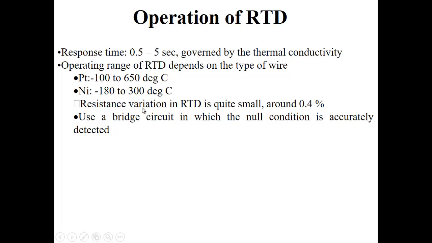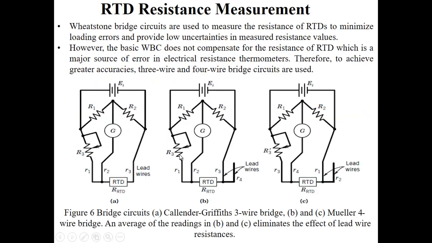I'm sure you are quite familiar with the bridge circuit from the previous topic taught by Dr. Rizayuddin about electrical circuits, so you have an idea when I talk about the bridge circuit here. Okay, this is the RTD resistance measurement, the Wheatstone bridge. This type of Wheatstone bridge circuit, or WBC, is used to measure the resistance of the RTD to minimize loading error and provide a low uncertainty in the measured resistance value. However, the basic WBC does not compensate for the lead wire resistance of the RTD, which is the major source of error in electrical resistance thermometers.